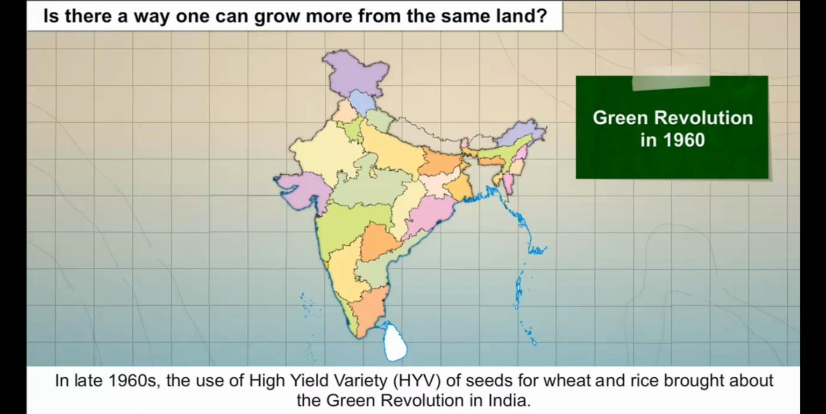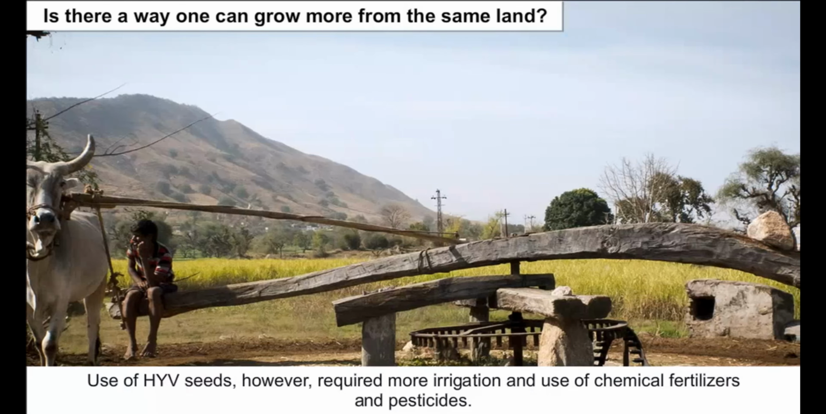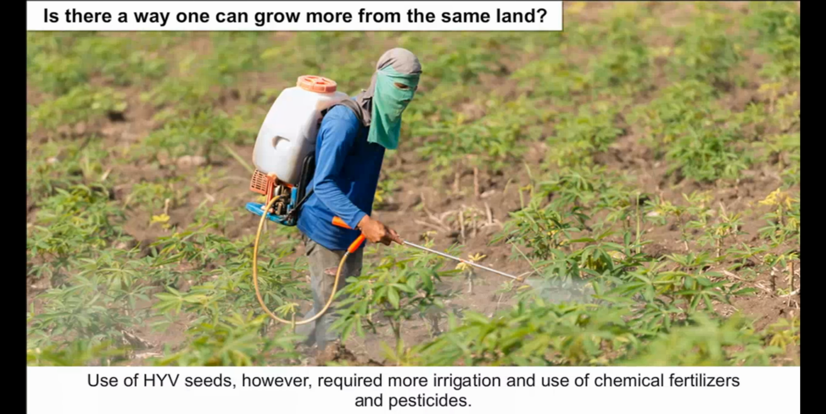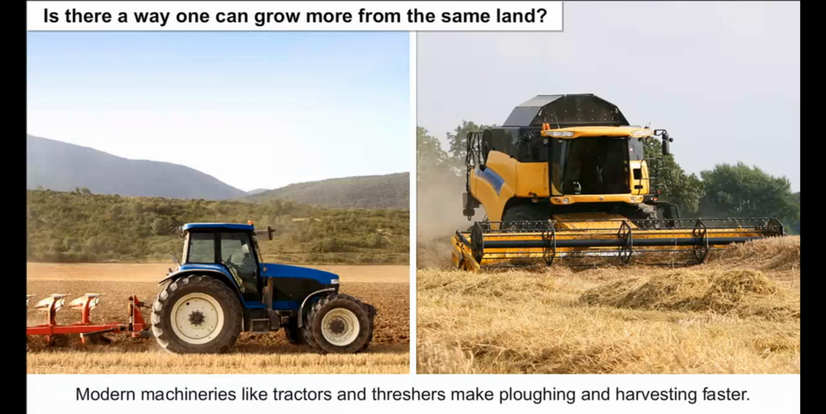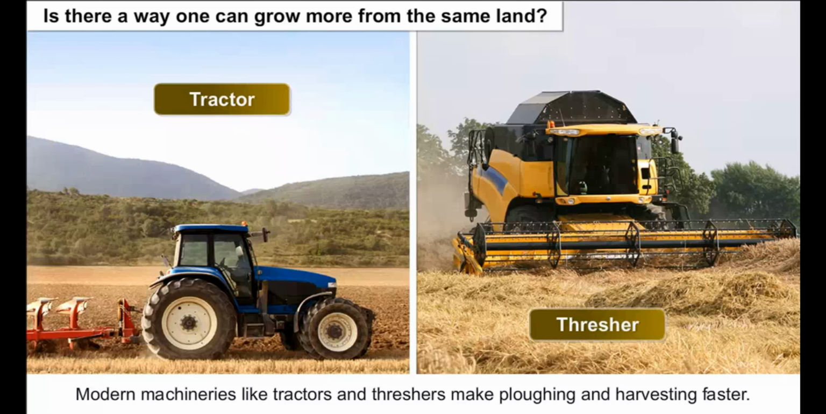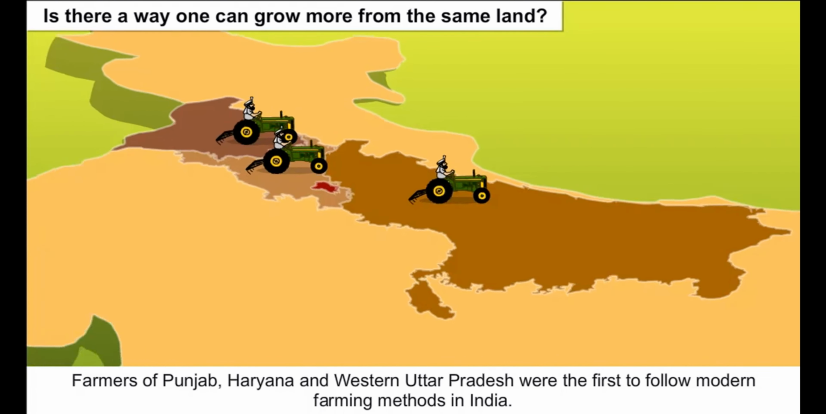In late 1960s, the use of high-yield variety of seeds for wheat and rice brought about the Green Revolution in India. Use of HYV seeds, however, required more irrigation and use of chemical fertilizers and pesticides. Modern machineries like tractors and threshers make ploughing and harvesting faster. Farmers of Punjab, Haryana and western Uttar Pradesh were the first to follow modern farming methods in India.